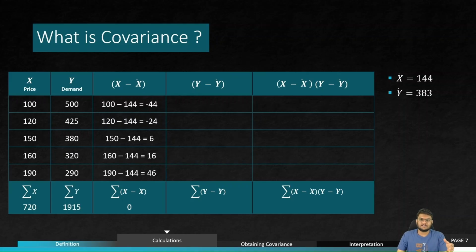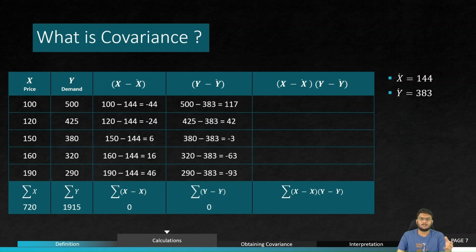For y, it is 500 minus 383, that is 117. 425 minus 383, that is 42. And likewise for all the observations of y. Now here the y minus y bar total is 0, so our calculation is correct. Now here I have shown all the calculation in this table, but while calculating the sum, you are not supposed to show all this subtraction. You can directly write the values, okay?